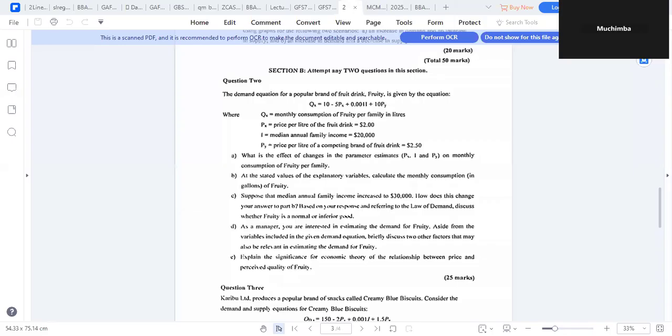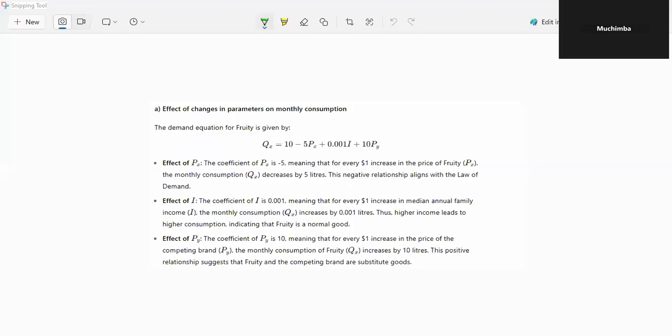So let's interpret them. Number one, on the 5 here, it means -5. It means that for every 1 kwacha increase in price of fruity, monthly consumption will decrease by 5 liters. So this negative relationship aligns with the law of demand. If we increase the price by 1 kwacha, we're going to reduce consumption of fruity by 5 liters.